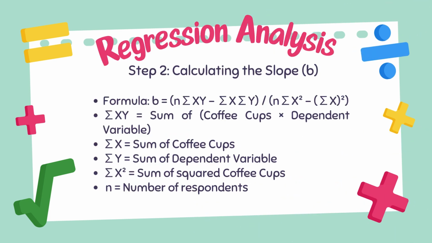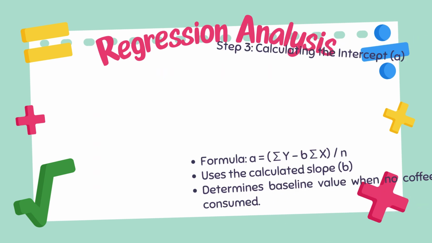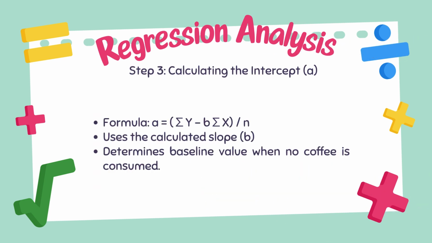For calculating the slope, we use this formula, where sigma of xy equals the sum of coffee cups times the dependent variable, sigma of x equals the sum of coffee cups, sigma of y equals the sum of the dependent variable, sigma of x squared equals the sum of squared coffee cups, and n equals the number of respondents. For calculating the intercept, we use this formula, which uses the calculated slope and determines the baseline value when no coffee is consumed.